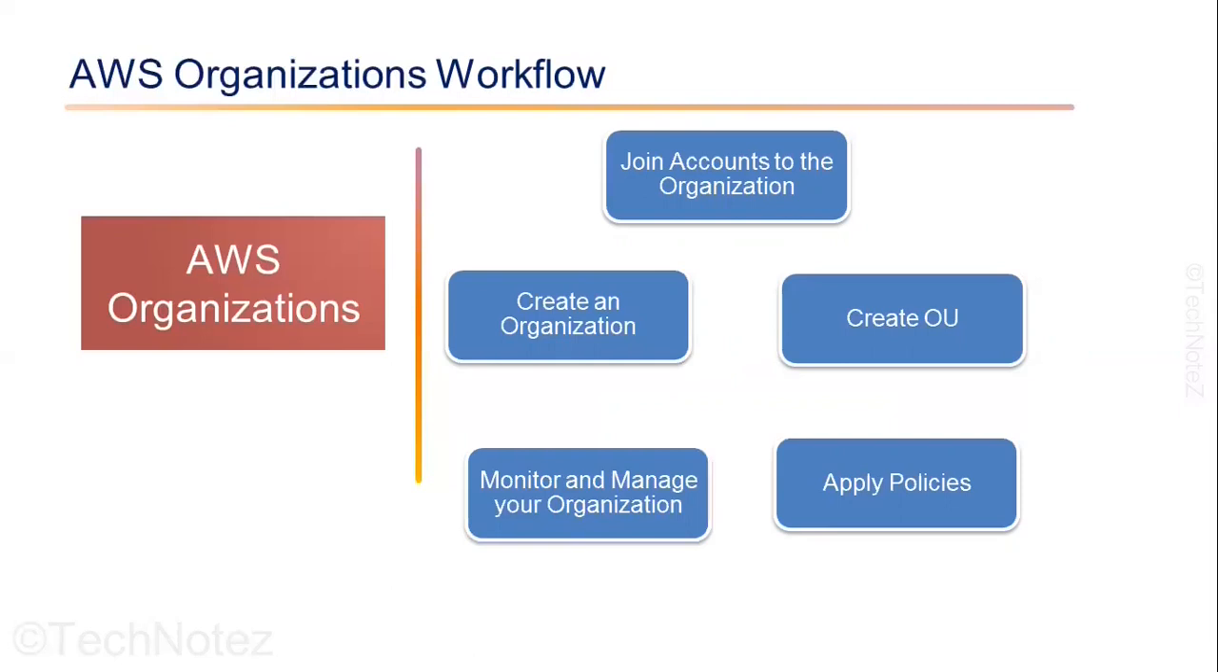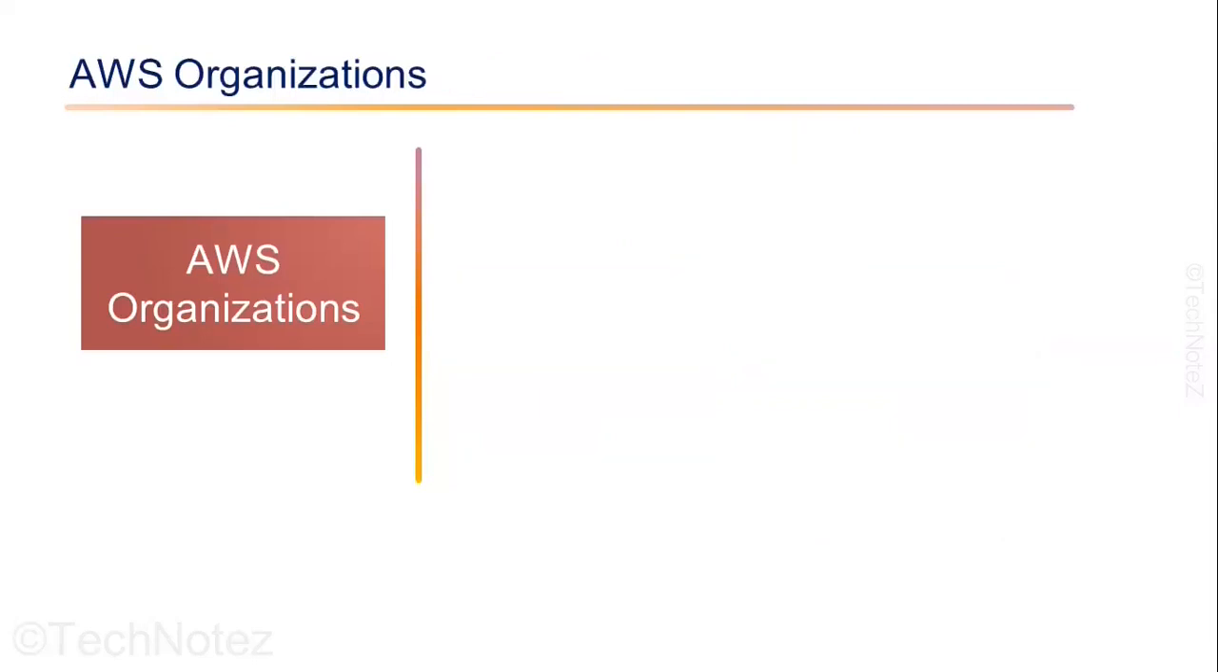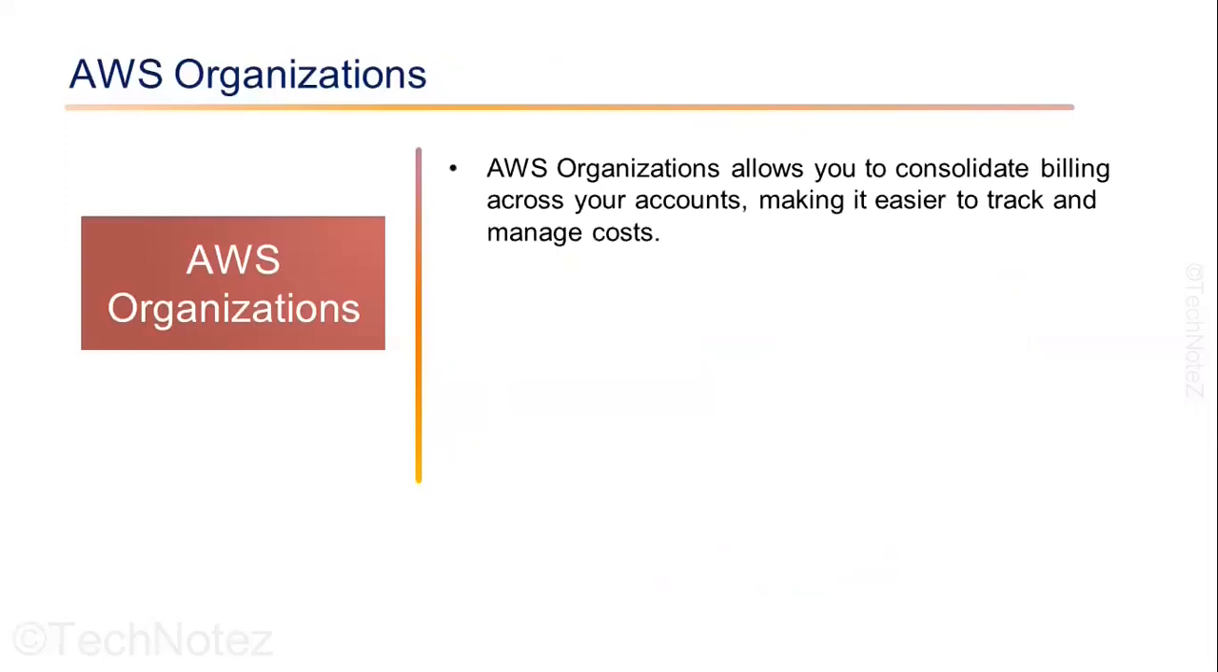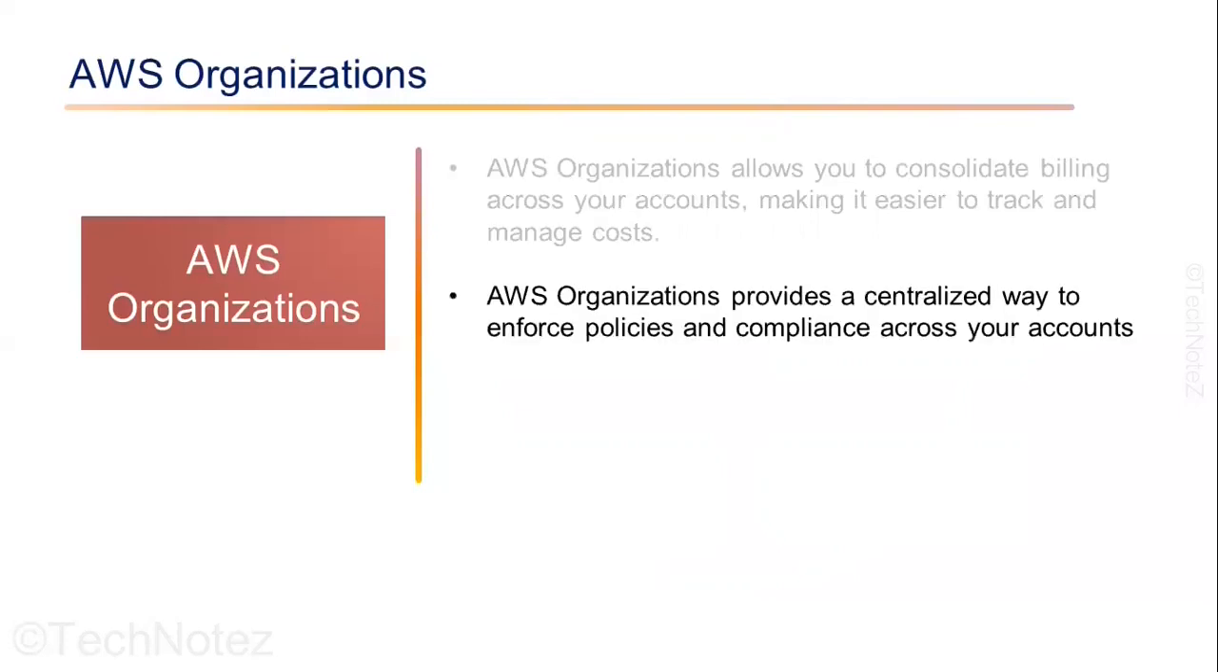Monitor and manage your organization. You can use AWS Organizations to monitor your organization's compliance with policies and manage your accounts centrally. Some practical use cases of AWS Organizations include consolidating billing and cost management. AWS Organizations allows you to consolidate billing across your accounts, making it easier to track and manage costs. Let's say you have multiple AWS accounts in your organization. Instead of paying the bill of each individual AWS account, you can create the organization, consolidate the billing of all the AWS accounts, and pay in one bill.